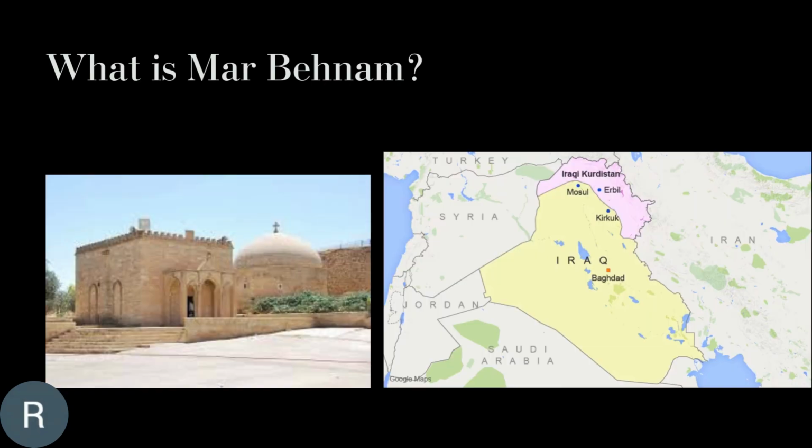What is Mar Behnam? Mar Behnam was a fortress of many different buildings in northern Iraq, and you can see the map of Iraq in the picture on the right. So it was in northern Iraq. It was the most significant monastic church in this area, and it had grave sites in it as well. King Sennacherib of Nineveh built the monastery during the Assyrian Empire.